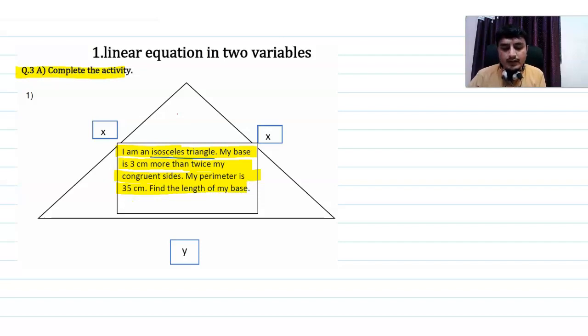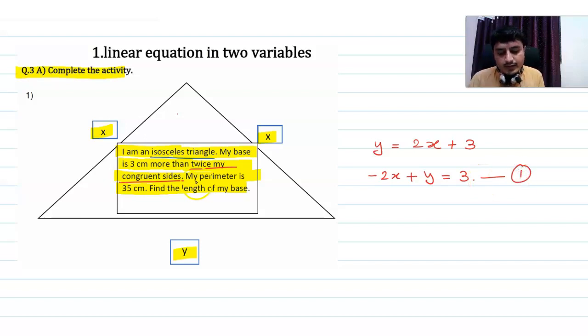Look at the triangle. We have been given the isosceles triangle whose two sides are identical. We have x and x, and the base is y. We have to evaluate the length of the base, that means the value of y. So look at the first condition. My base, that is y, is 3 more, which means we have to add 3 to twice my congruent sides, that is 2 times x. So once we convert it into the general form of a linear equation in two variables, we get minus 2x plus y equals 3. Let's call this equation number 1.